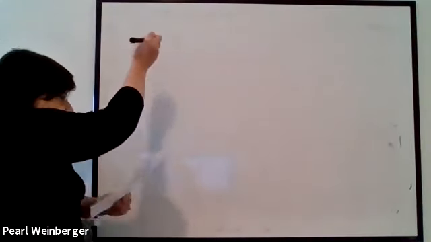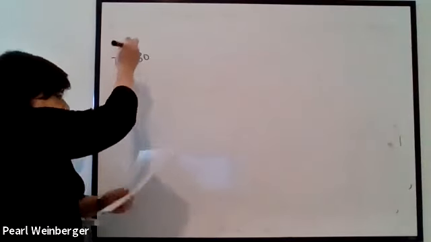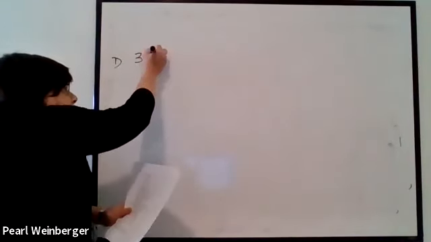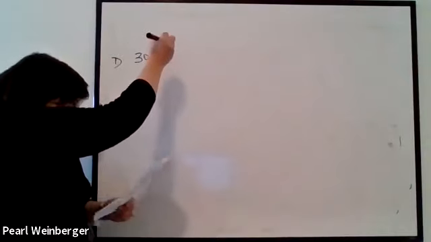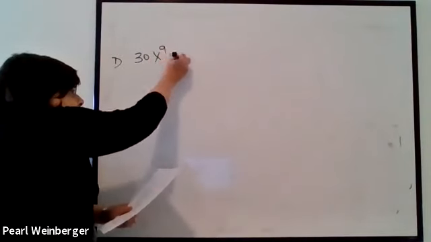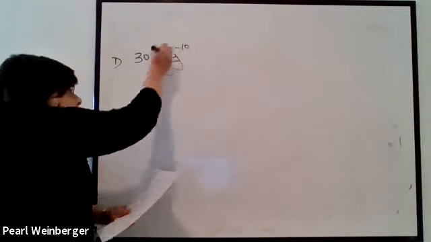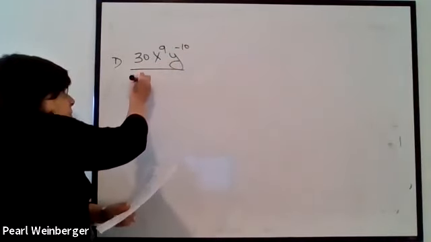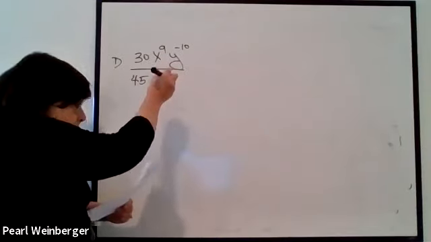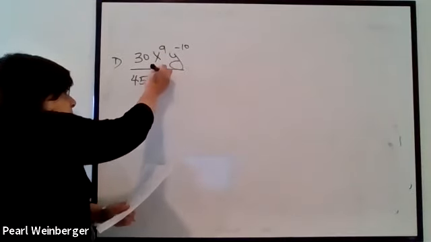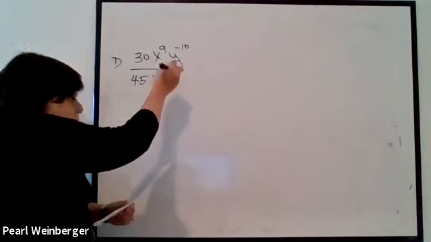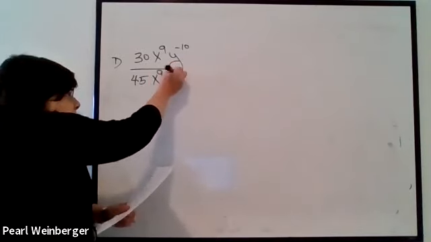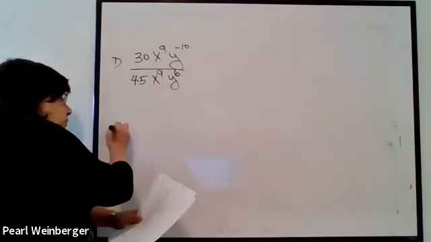So this is the first one. 30 x^9 y^-10 over 45 x^9 y^6. See if you could simplify that.